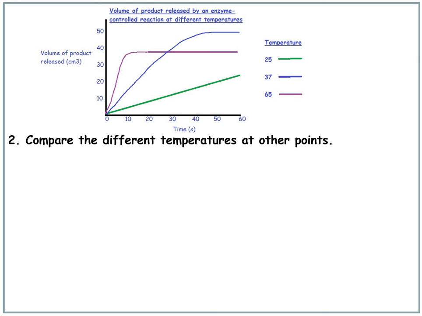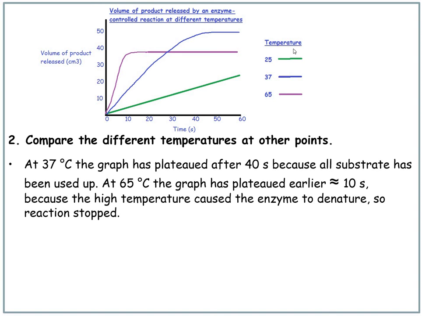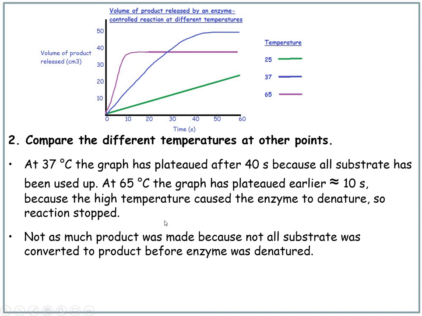Then you would compare the different temperatures at other points. So at 37, the graph has plateaued after 40 seconds. And this is because all the substrate has been used up. At 65, the graph has plateaued a lot earlier, at about 10 seconds. That is because the high temperature has caused the enzyme to denature, so the reaction has stopped. And therefore not as much product was made. That's why it's not gone as high, because not all the substrate was converted to the product before the enzyme was denatured.